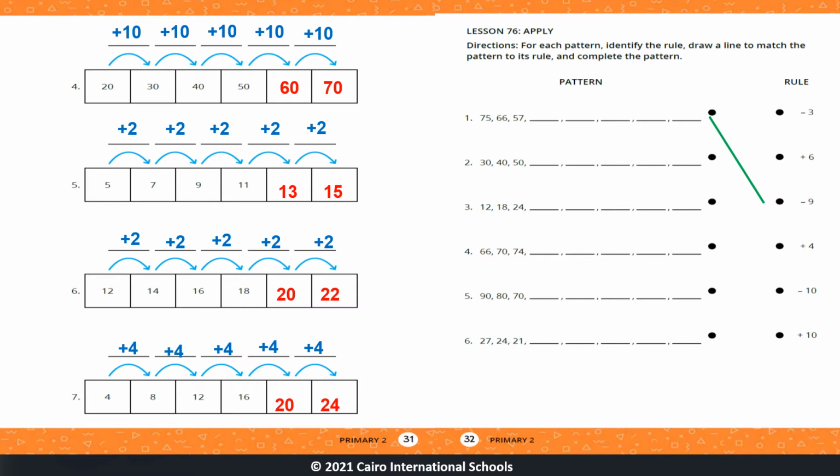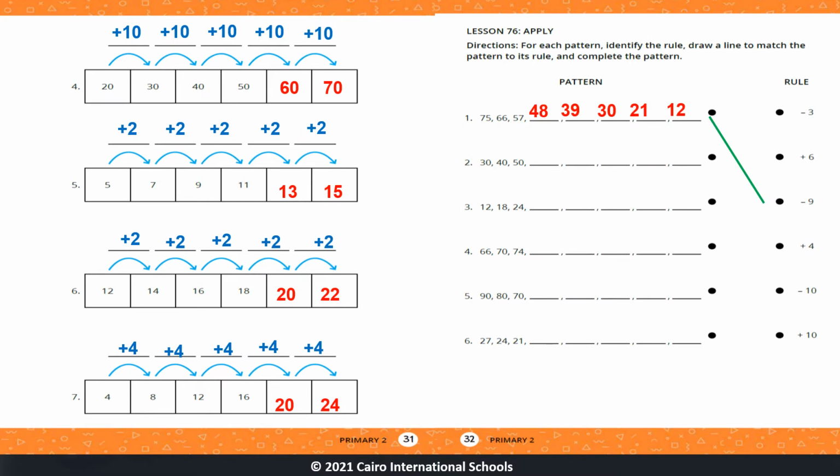75 minus 9 equals 66. 66 minus 9 equals 57. 57 minus 9 equals 48. 48 minus 9 equals 39. 39 minus 9, each time we will subtract 9, equals 30. 30 minus 9 equals 21. 21 minus 9 equals 12, and so on.